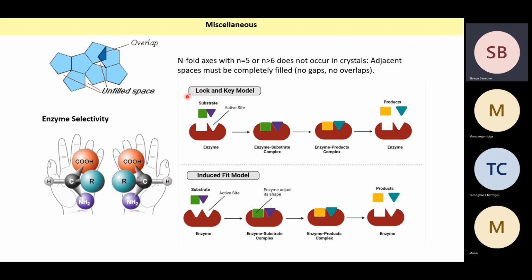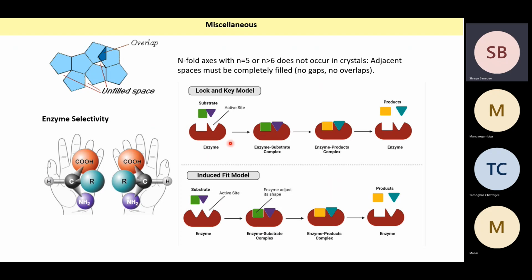One is called the lock and key model, where the enzyme has certain areas called active sites where the substrates add. And the active site shape is such a way that only, say, the square substrate will add to the squared active site to form the enzyme substrate complex. So the enzyme is very selective in its shape to admit only the specific substrate to which it reacts.